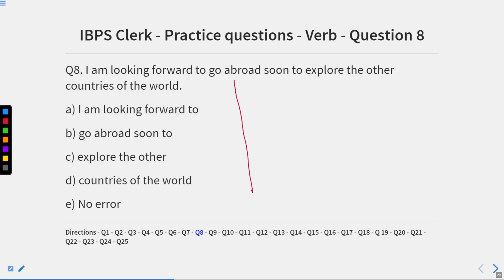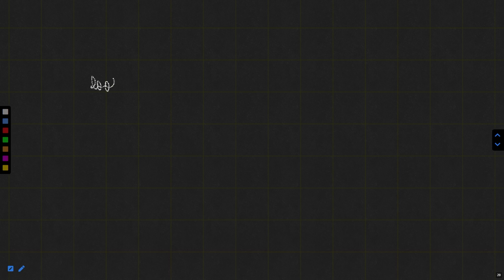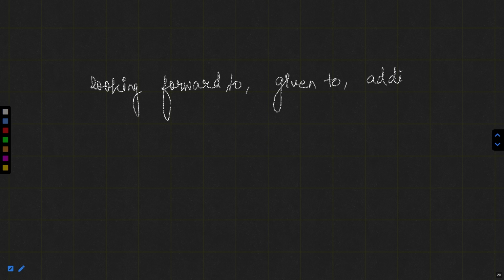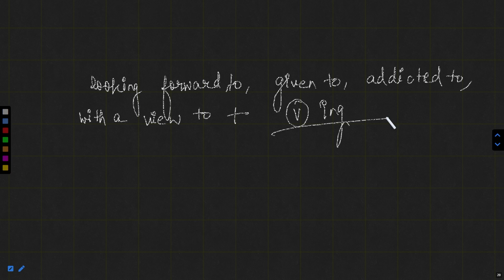Again, whenever we have a phrase like looking forward to, these are some phrases or expressions. We also have given to and addicted to, and a phrase like with a view to. Whenever we have these phrases in our sentence, they should always be followed by a verb with ing, and that is called gerund.